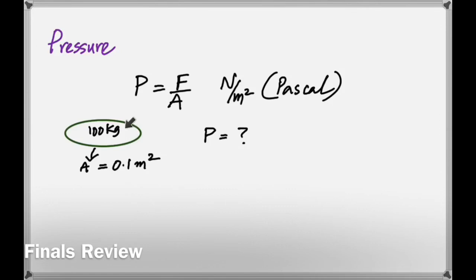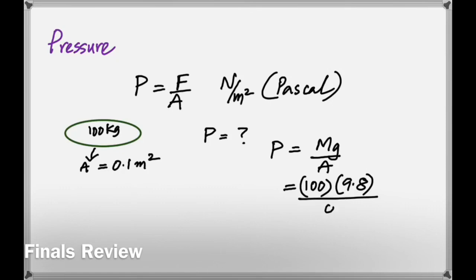Somebody could just go 100 divided by 0.1. Would that be right? See, they're forgetting that this is mass. That's not the force. So to find the force, you would have to calculate its weight, wouldn't you? That's all you got to do. Simple things. So to find the pressure, go mg by A. And its weight divided by the area gives you the pressure in pascals.